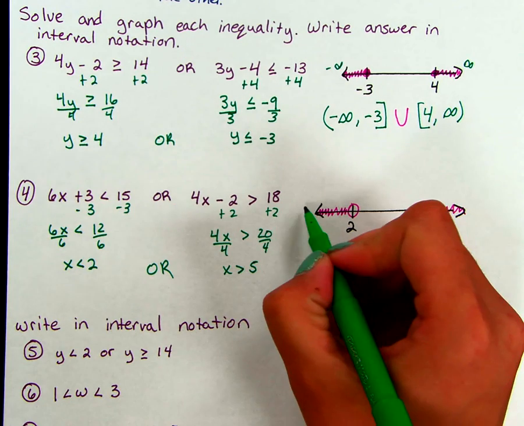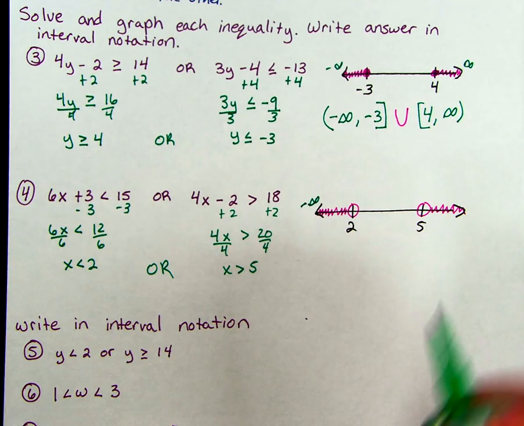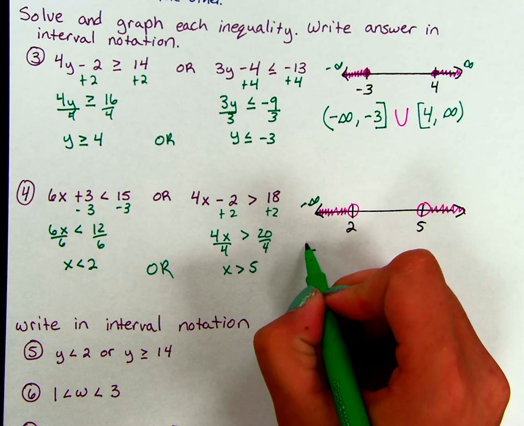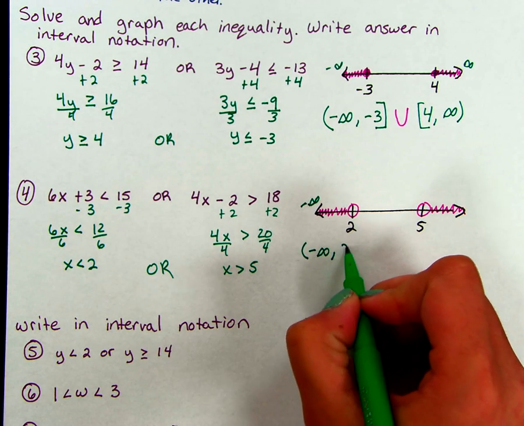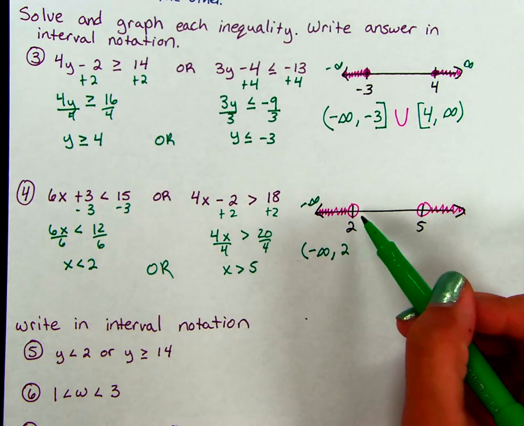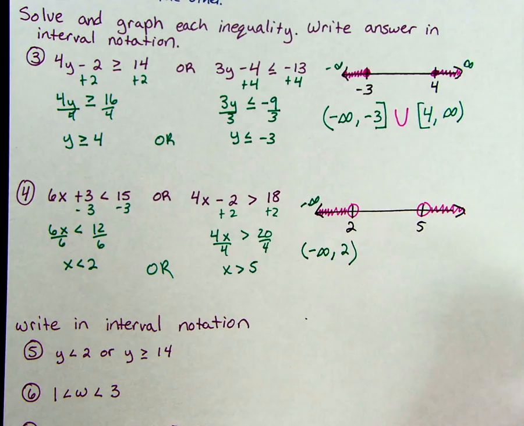So again, on this side, we have -infinity. So that's going to be our smallest number. So we know we have to use a parenthesis for that one. Our largest number is the 2. And since it's not included, we also need a parenthesis for that. And then we go to the other side.